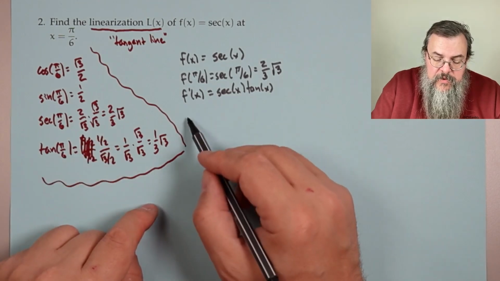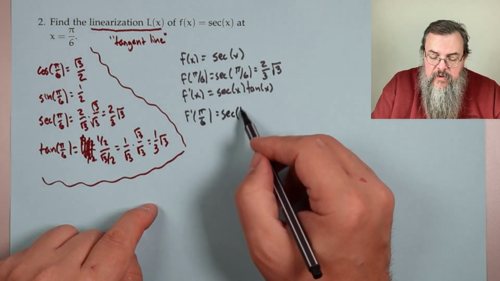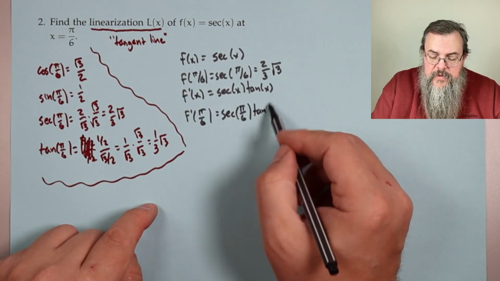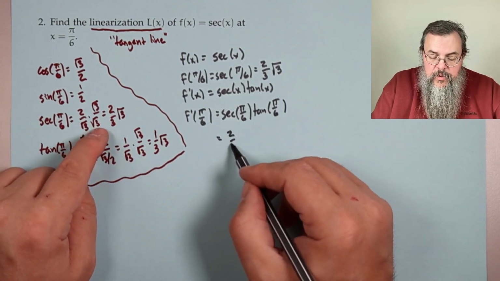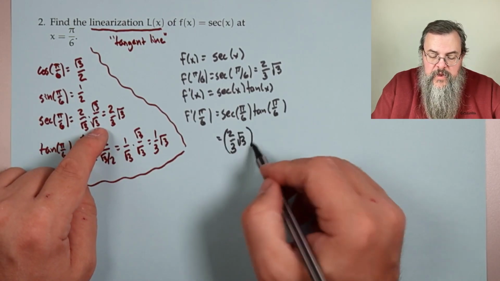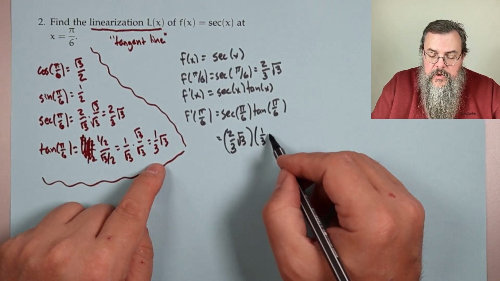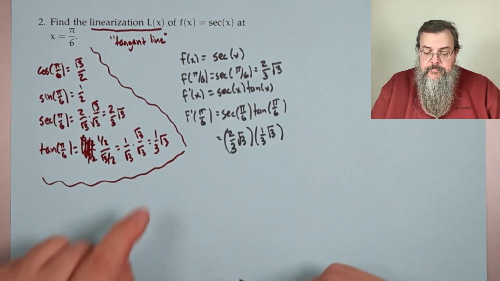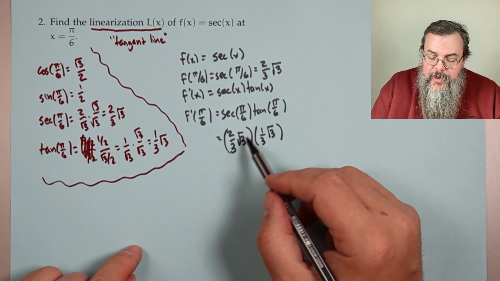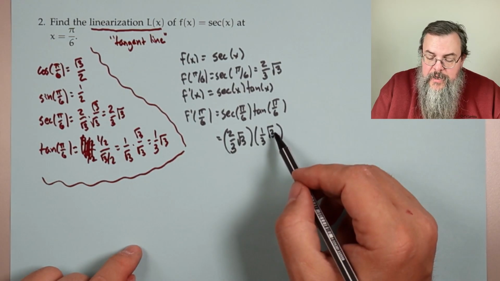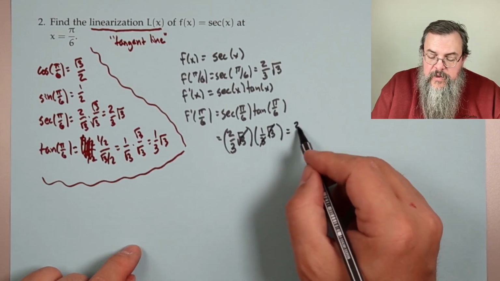F prime of pi over 6, well, that's secant of pi over 6 times tangent of pi over 6. Well, secant of pi over 6, that's 2/3 root 3. And then tangent of pi over 6, that's 1/3 root 3. And so if we multiply, well, root 3 and root 3 multiply to get 3. That cancels with one of the 3's downstairs. So we end up with 2/3.